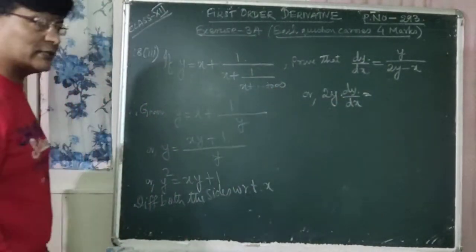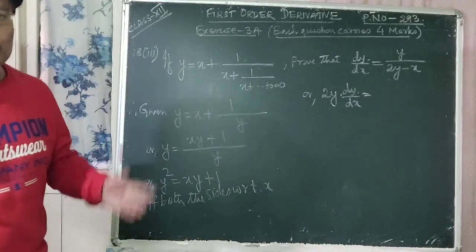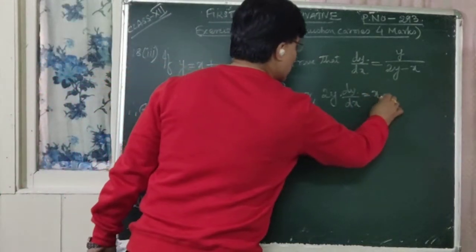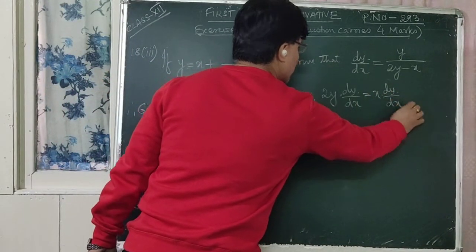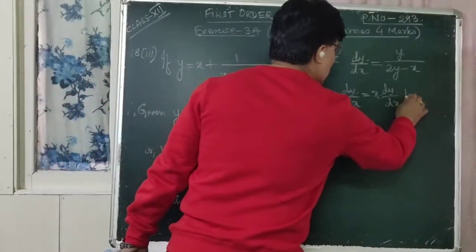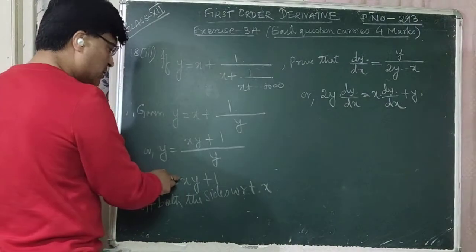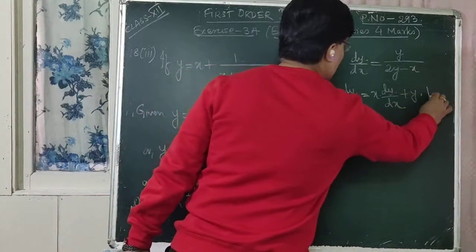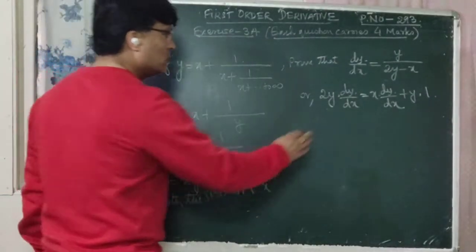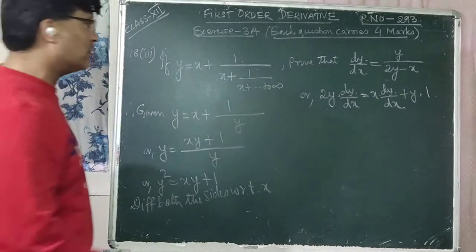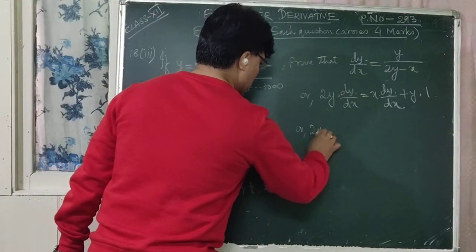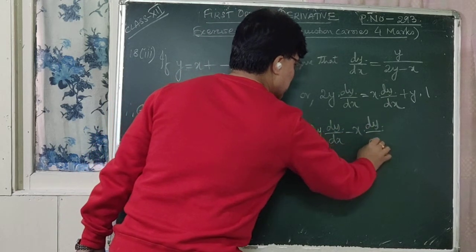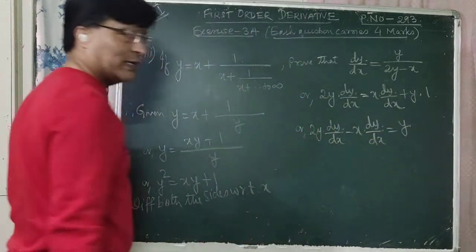which is equal to, now on the right hand side, xy is there. You have to use the product rule for its differentiation. So x into, what is the differentiation of y? dy by dx, that is with respect to x, plus y into, what is the differentiation of x with respect to x? That is 1. Is that clear? So now you have to keep the terms containing dy by dx on the left hand side. That is 2y dy by dx minus x dy by dx, which is equal to y.